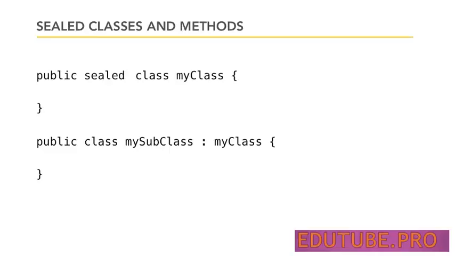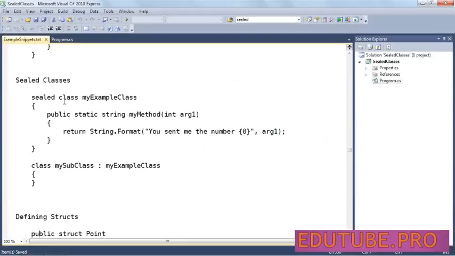And then at this point, I can no longer create a subclass. So before the sealed keyword was in there, I can make my subclass off of my class. But now that the sealed keyword is in there, this is an error. I can't derive from my class anymore. So let's actually see this in action.